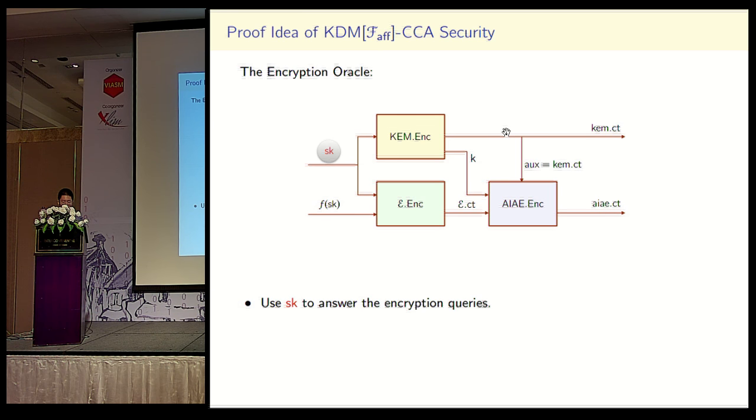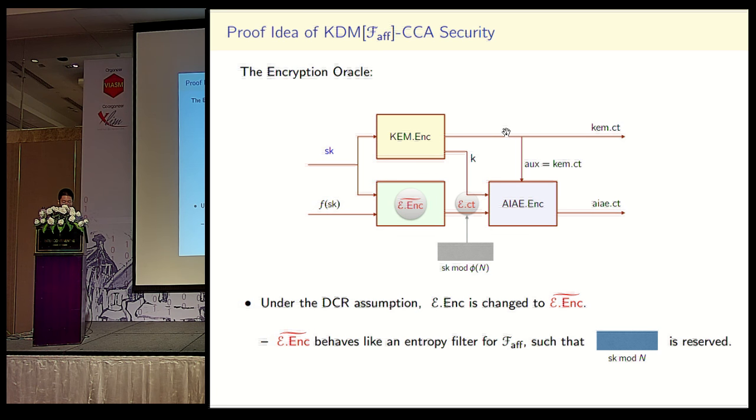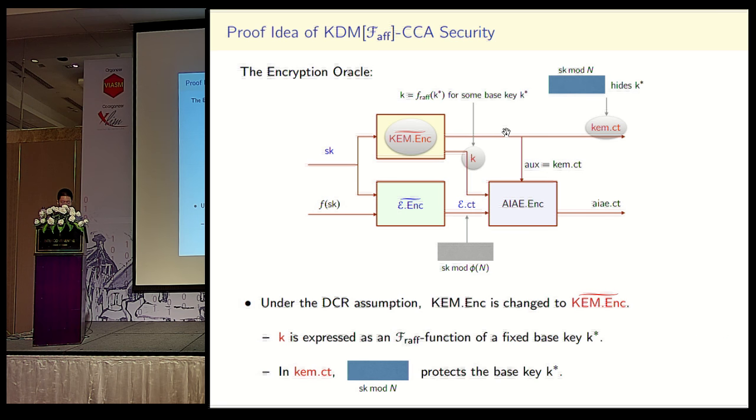First, we will use the secret key SK instead of PK to answer the encryption queries made by the adversary. Then we will change the encryption algorithm of E to E bar under the DCR assumption, such that the encryption algorithm of E bar can behave like an entropy filter for affine functions, such that the blue part SK mod N is preserved. That means the ciphertext E CT only contains information about SK mod 5 of N. We also change the encryption algorithm of KEM to KEM bar under the DCR assumption.